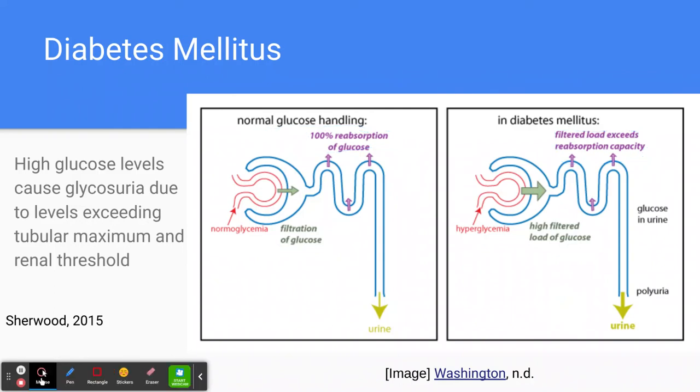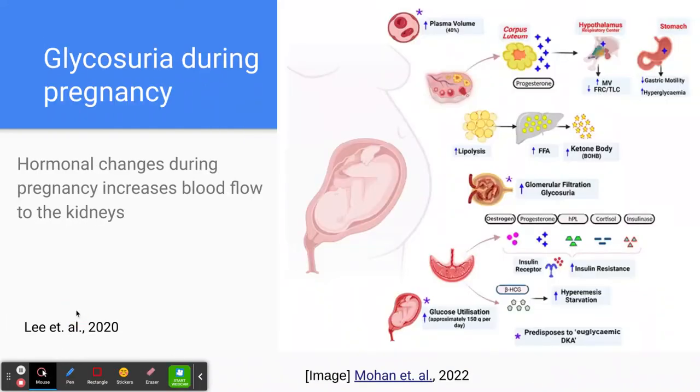Another thing that might cause glycosuria is pregnancy. And in fact, it happens in about 50% of pregnancies. Hormonal changes during pregnancy increase blood flow to the kidneys, causing more glucose to be filtered, and it may reach above those thresholds. This is going to, again, occur in about 50% of pregnancies and can have adverse outcomes on mothers and children if it's not properly checked and monitored.